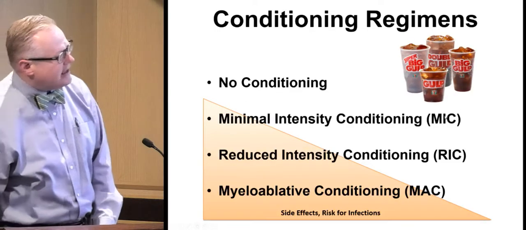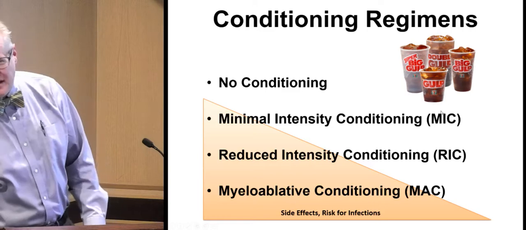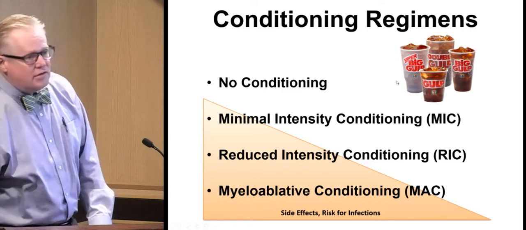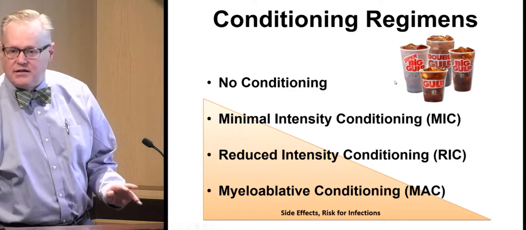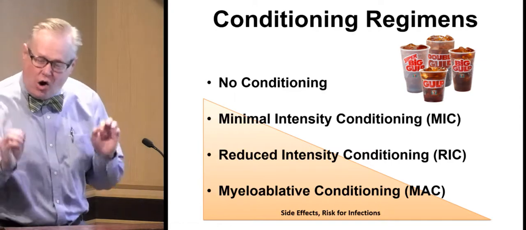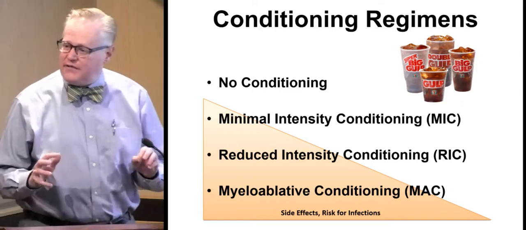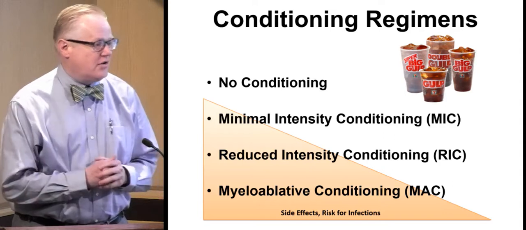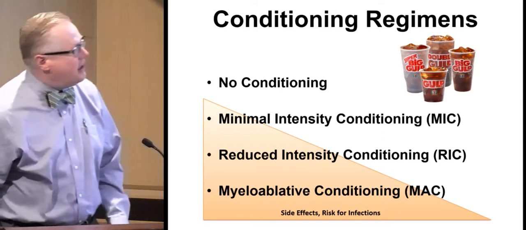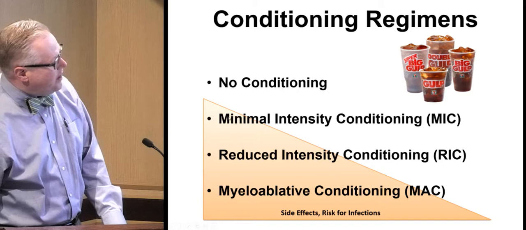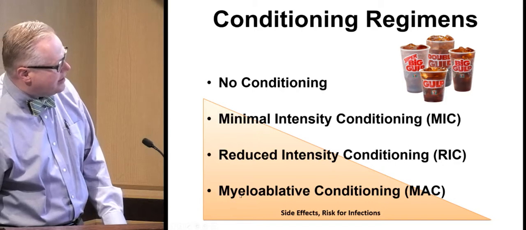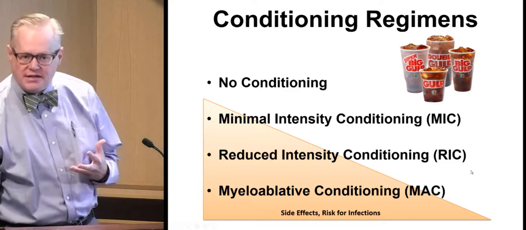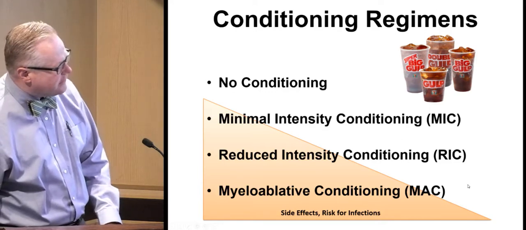When we talk about the conditioning, and I'm going to highlight this because this is going to come up again in the talk, you can do no conditioning, so give nothing to wipe out the bone marrow. This is really only done in the setting of severe combined immune deficiency, where they really don't have an immune system that can reject the donor cells. Okay, so that's sort of a novel case. For most patients, though, we use one of these types of conditioning regimens to deplete their own bone marrow, their own immune system, to get rid of it, so there's space for the donor cells to come in.